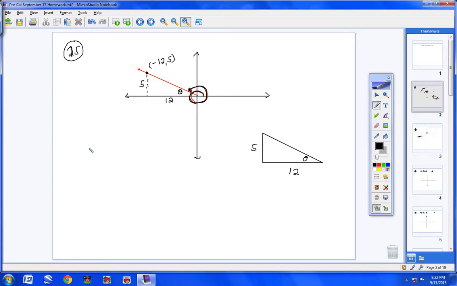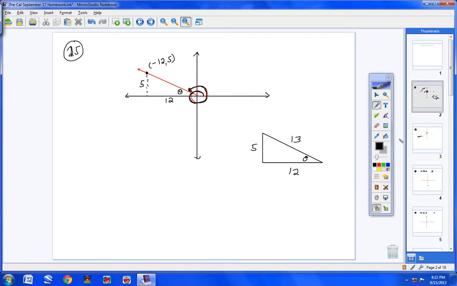And using Pythagorean's theorem, I should get 13. I'm not going to take time to do that. By now, we should know how to use leg squared plus leg squared equals hypotenuse squared. I have a leg, so 5 squared. I have a leg, so 12 squared. 5 squared plus 12 squared is 169. Take the square root of that, and you get 13. So there's all 3 sides.